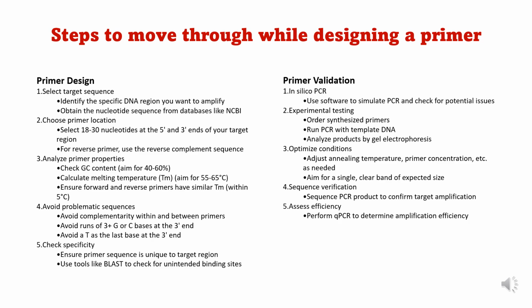And we will analyze the primer properties. For example, as we discussed previously, we will check the GC content. We will calculate the melting temperature, and we will ensure the forward and reverse primers have similar melting temperatures, or within 5 degrees centigrade variability. We'll try to avoid problematic sequences, as we discussed before, so that it will not form a secondary structure.